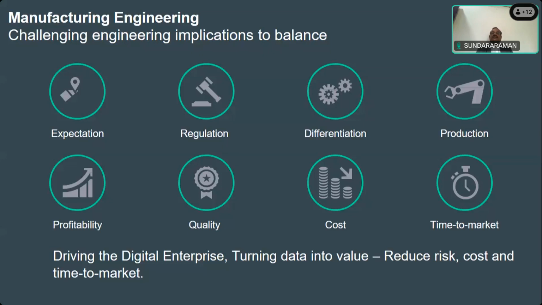Then we need to see how the management looks at differentiation, in terms of how they differentiate themselves from other competitors or the same thing. That is very important. They look into the production again, and at what time they can market the product, at what cost, what quality and what profit. So, driving the digital enterprise, turning data into value, reducing risk, cost, and time to market.